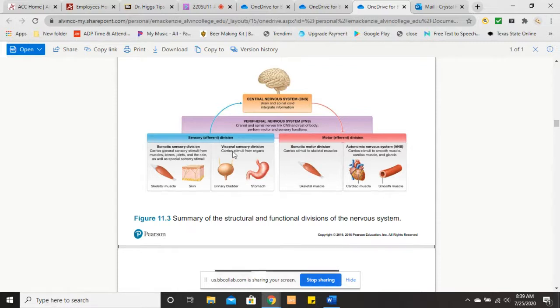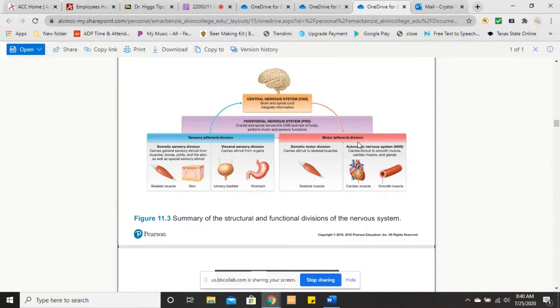But you could also feel things inside your body, your internal organs. That's the visceral sensory division. Think of when you have a tummy ache because you ate all those cookies by yourself. Well, you're experiencing that pain thanks to the visceral sensory division.